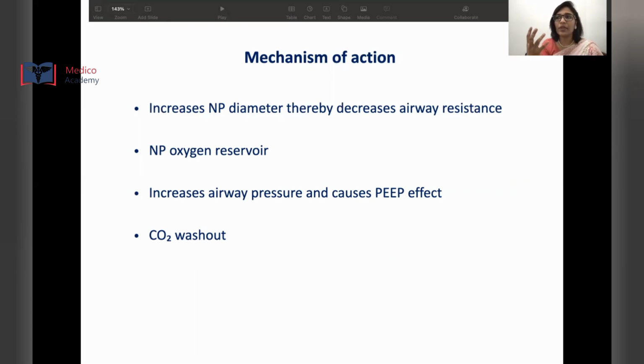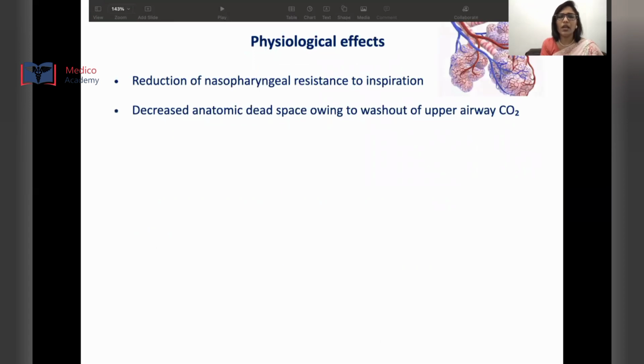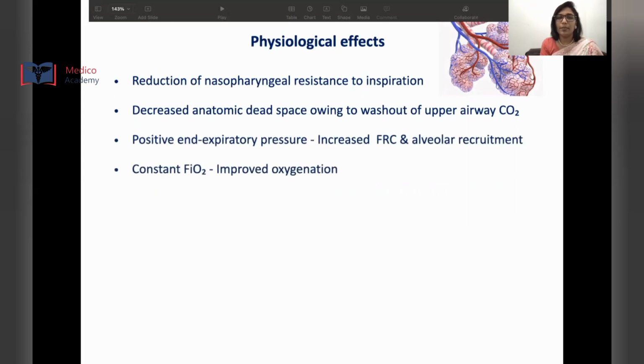So it increases the nasopharyngeal diameter, thereby acting as an oxygen reservoir. Also, it decreases airway resistance. Then it increases airway pressure and causes a PEEP, and also washes out carbon dioxide. So the physiological effects include a reduction in nasopharyngeal resistance to inspiration, since there is a decreased anatomic dead space owing to washout of upper airway carbon dioxide. There is a PEEP which is exerted, which will increase the FRC as well as the alveolar recruitment.